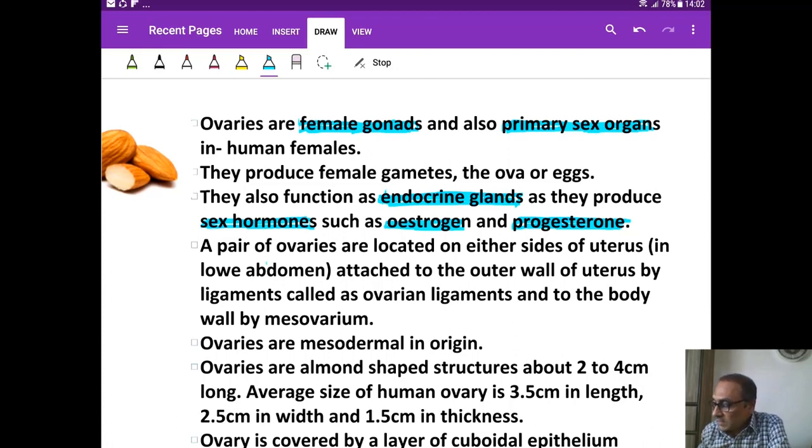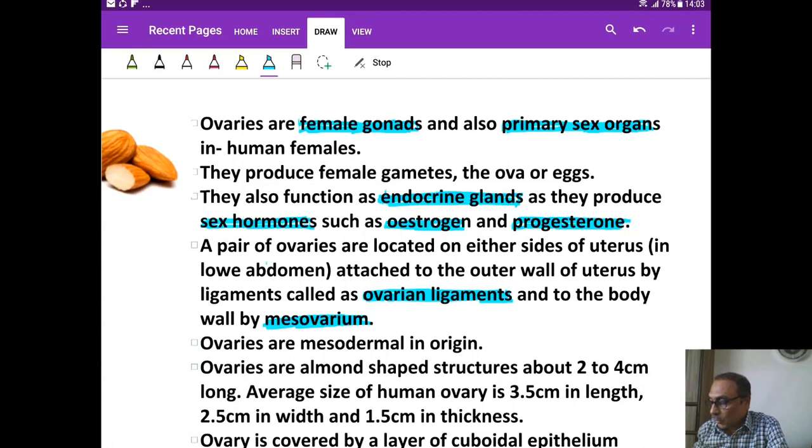Then a pair of ovaries are located on either side of the uterus in the lower abdomen, attached to the wall of the uterus by a ligament, as we know, that is the ovarian ligament, and to the wall of the body cavity the ovaries are attached with the help of another broad ligament, which is a connective tissue sheath-like structure, and that is called meso-ovarium. Okay, now let's take up the next point.